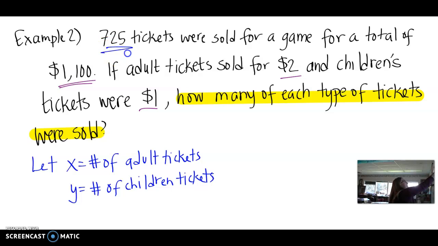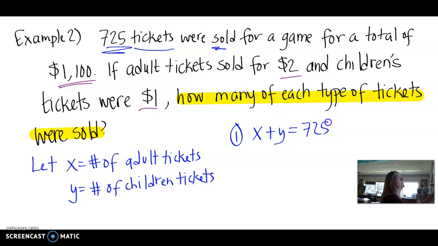So I know that there were 725 tickets that were sold. So the total number of tickets, adult tickets and children's tickets, has to equal that number. So x plus y, the number of adult tickets plus the number of children's tickets, is 725.